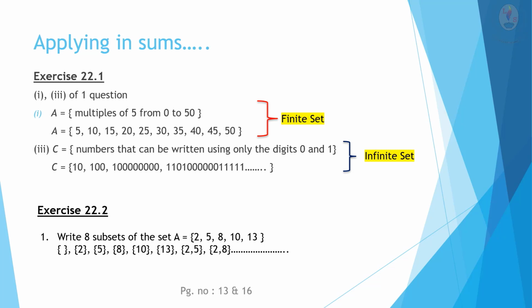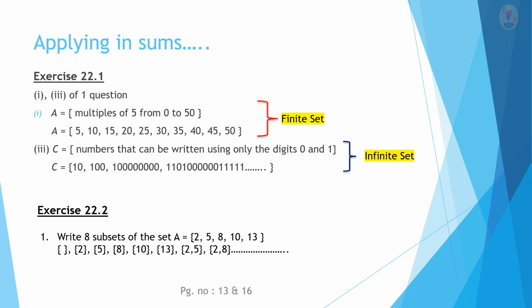Multiples of 5 from 0 to 50. So they have given a limit. What is the limit? 0 to 50. So what are the elements of this set? 5, 10, 15, 20, 25, 30, 35, 40, 45, 50. So it has a particular number of elements. So this is a finite set.